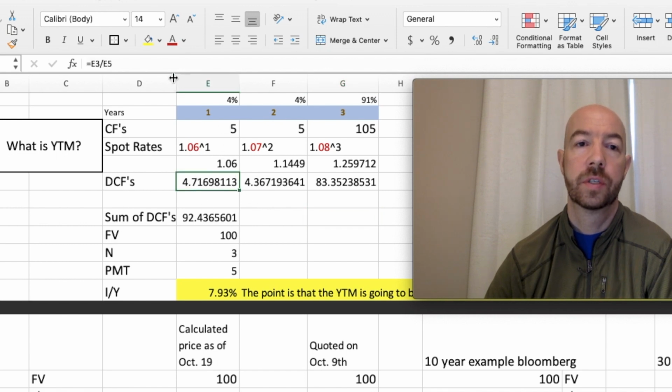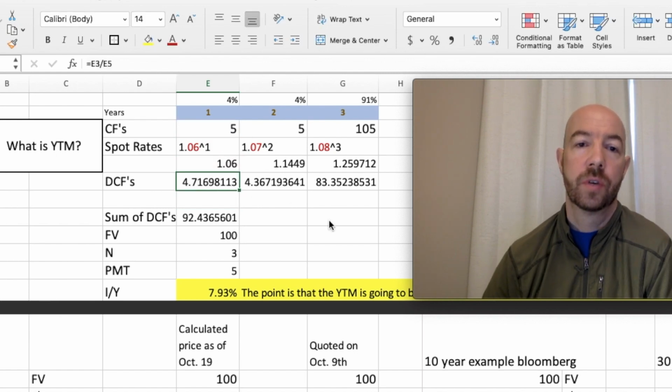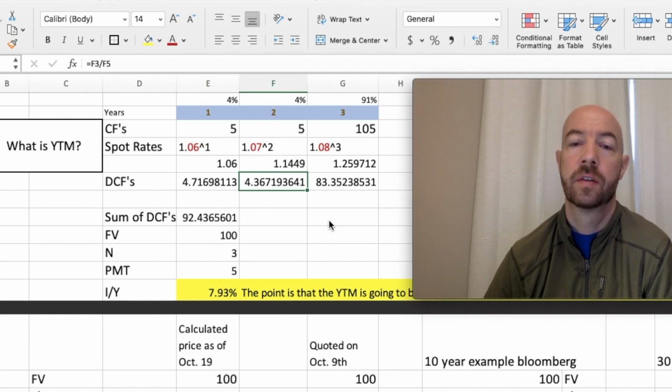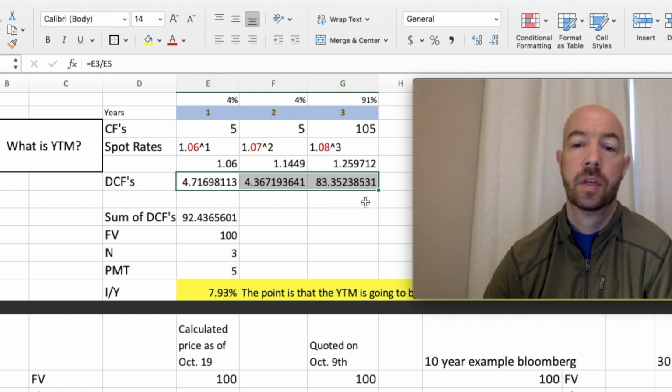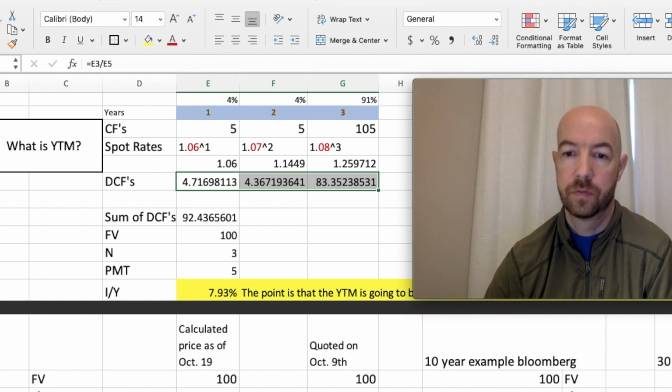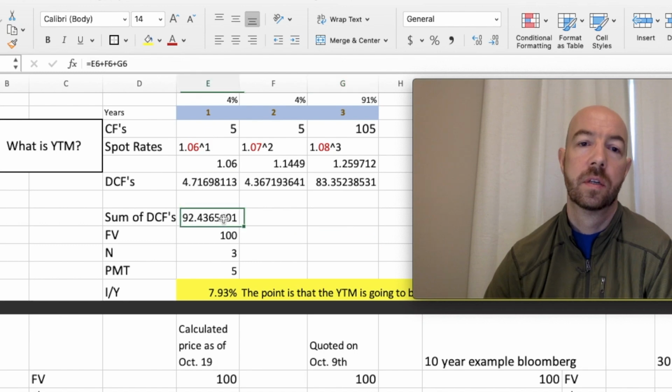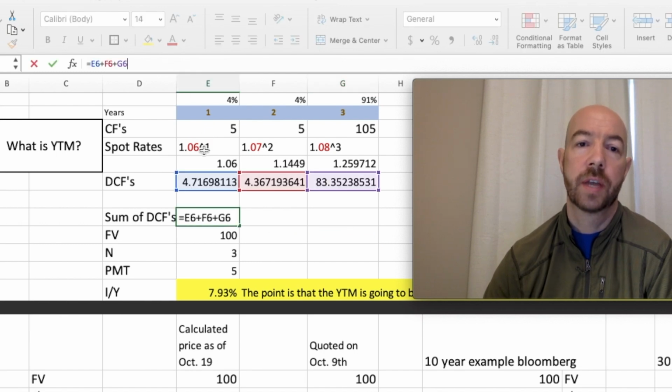We just saw this, but 5 divided by the 1.06 gives you $4.71698113 present value from the first year. You're going to get $4.36719 from the second year. And the third year, if you present value that $105, will be $83.352 and some change. If you add those up, they sum to $92.436. I'm just adding this and this.